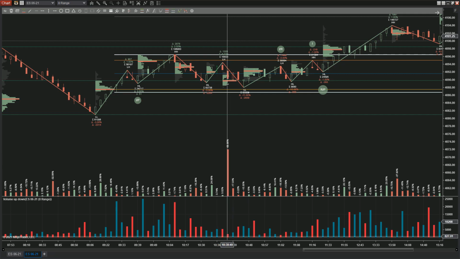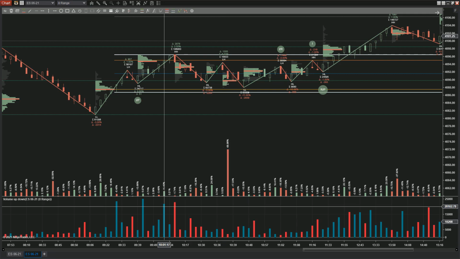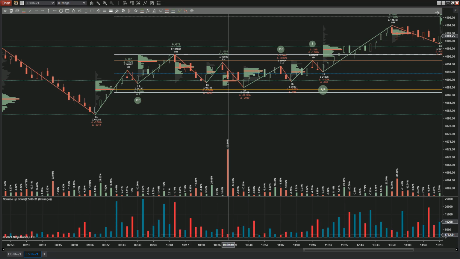Look at the actual volume here. This is a low volume bar, certainly in context here. This is a very low volume bar, but within that very low volume bar, 99.8%.